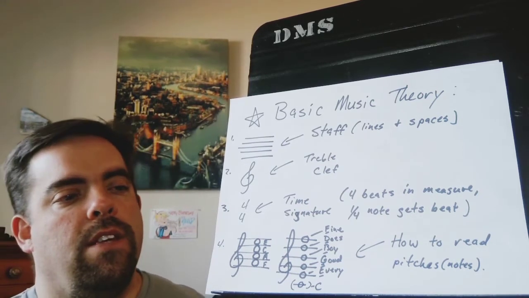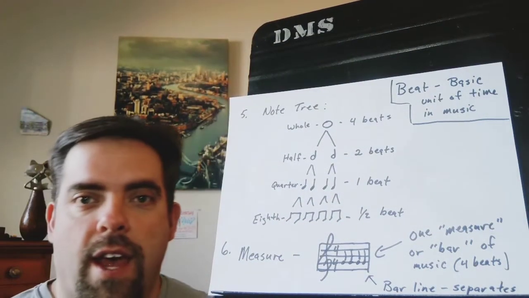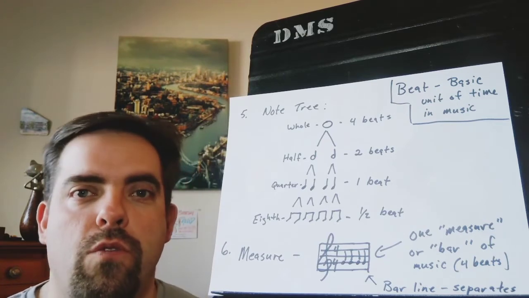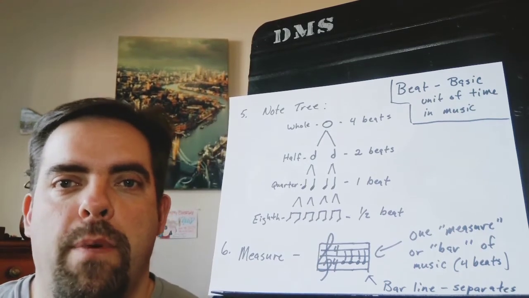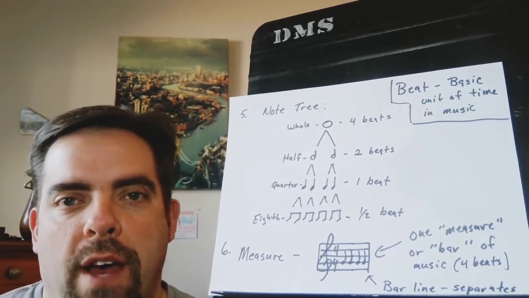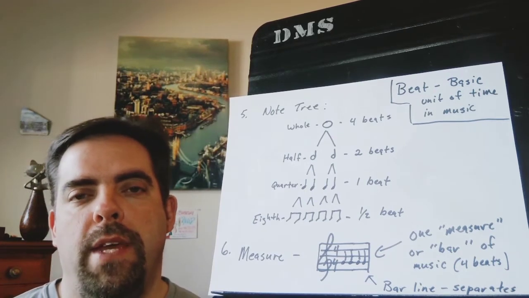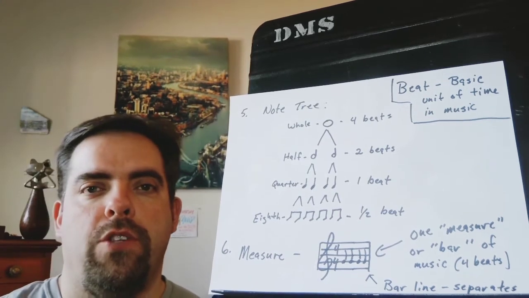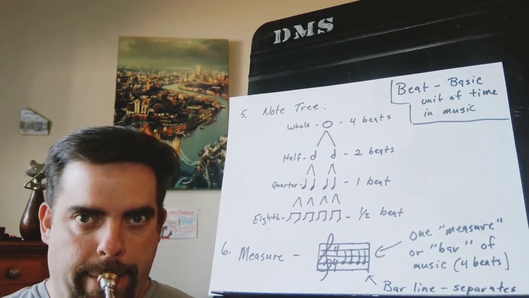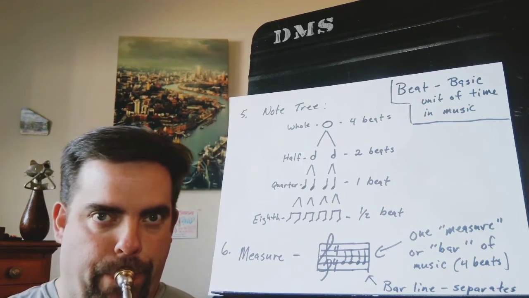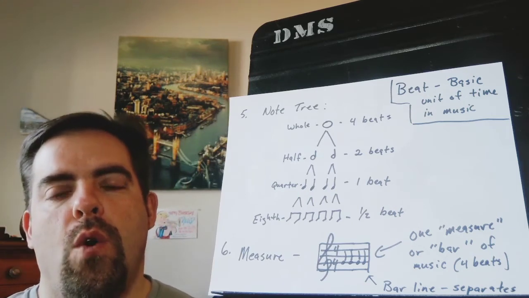The next thing that you should know is about the duration of notes. I have a little thing called the note tree here, and this shows how notes are divided up. At the top of the note tree we have the longest note, a whole note, and a whole note lasts for 4 beats. If we turn our metronome on, we'll play a whole note just like this. So like 1, 2, 3, 4.